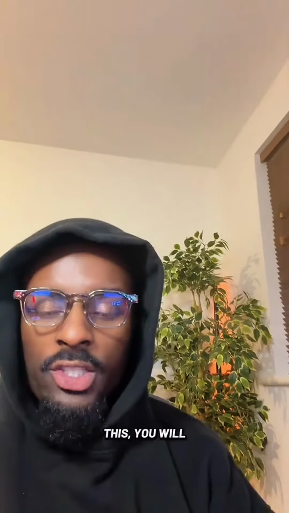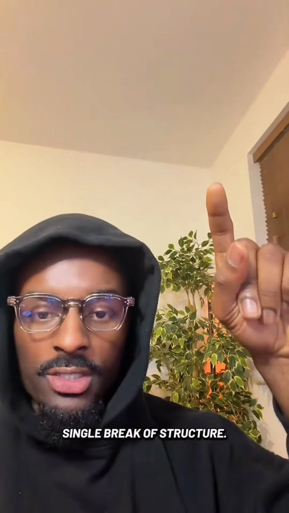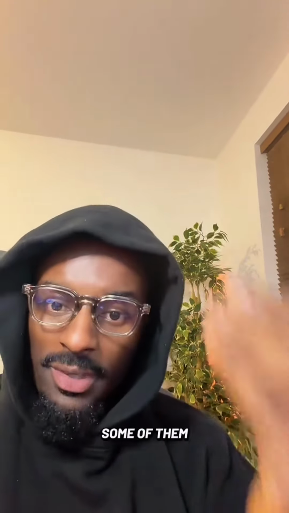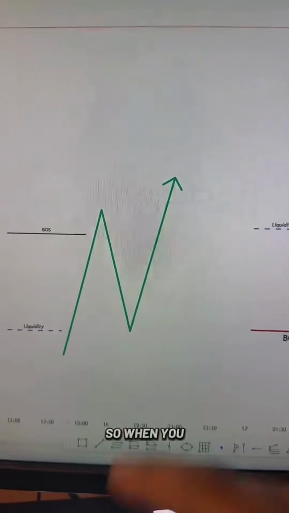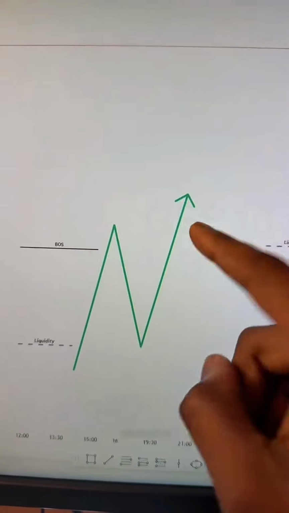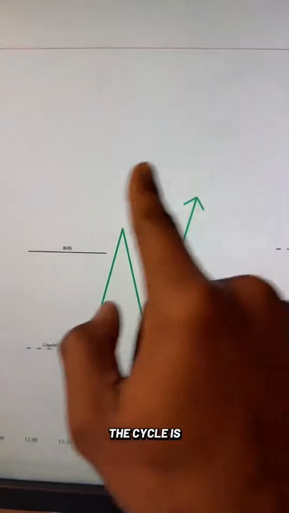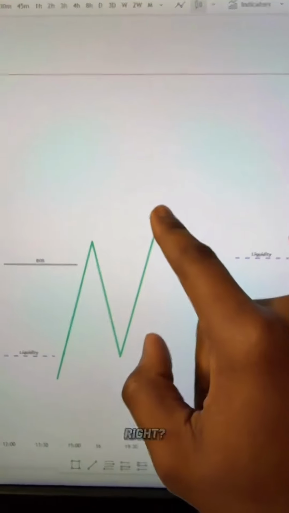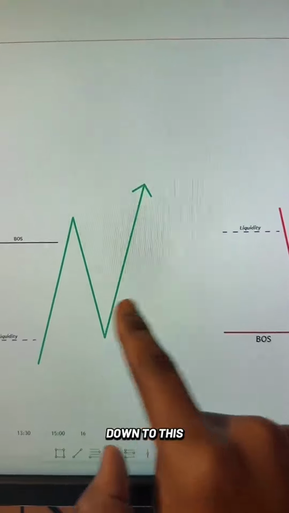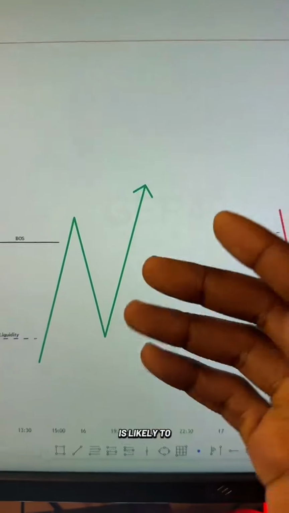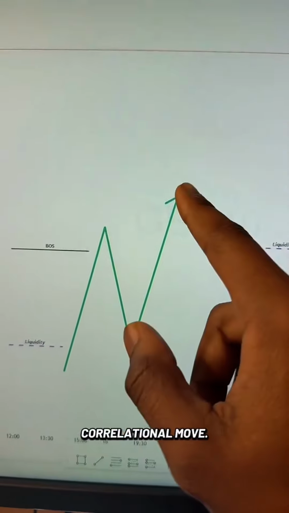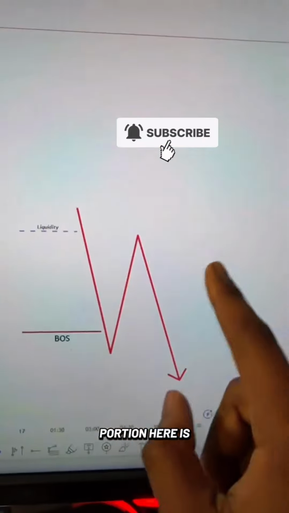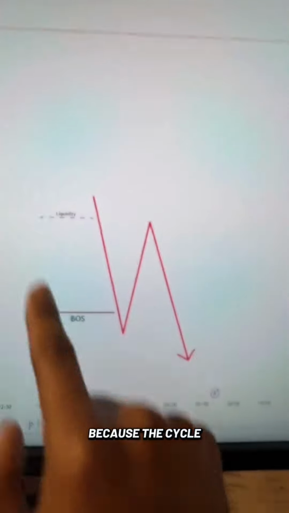When you understand this, you will stop trading every single breaker structure, because not every single breaker structure is a causational breaker structure. Some of them are correlational breaker structure. So when you see this break, this portion here, you have to instill in your head that, yo, the cycle is done. So this portion here, after that is done, right, and you see price coming back down to this portion here being a demand zone, is likely to fail. Because why? This is a correlational move. This portion here is not a demand zone. Same as this portion here is not a supply zone, because the cycle is done.